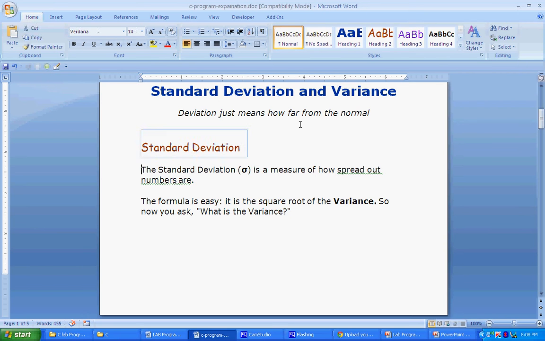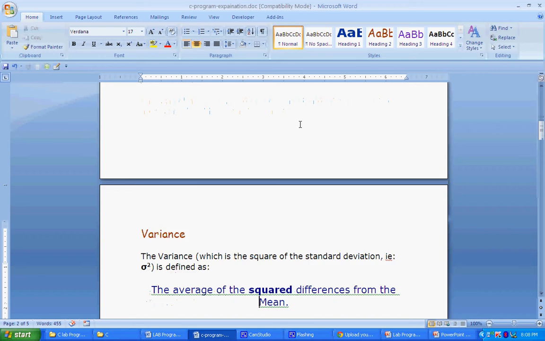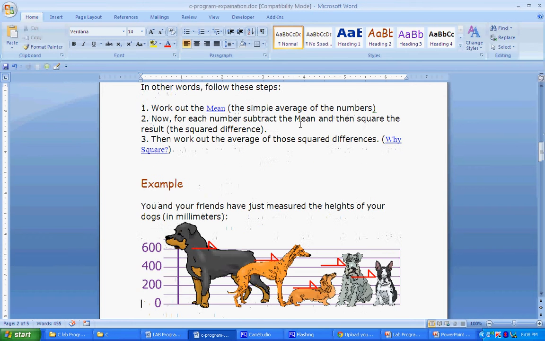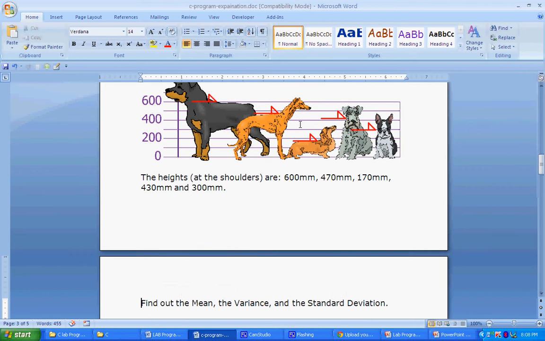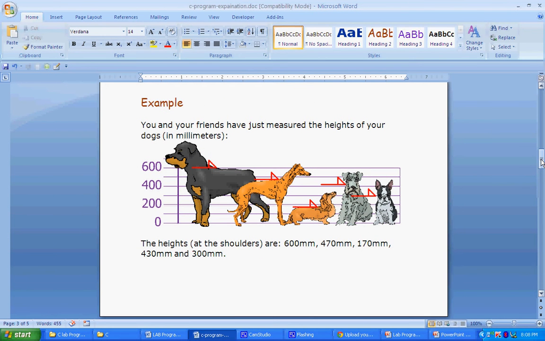As it is written here, standard deviation is a measure of how spread out numbers are. The formula is easy, it is the square root of variance. Now you may ask the question, what do you mean by variance? No need to worry, let us understand everything in a detailed manner. First, let me show you an example of what deviation and variance mean, and where the standard deviation is useful to us.